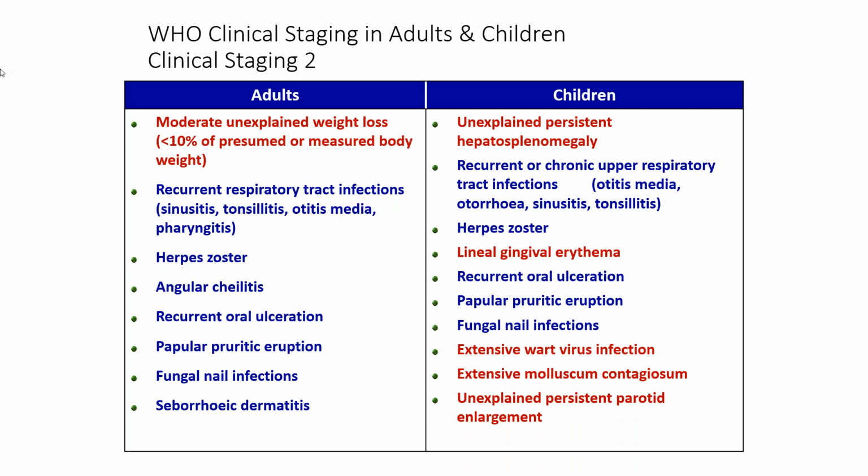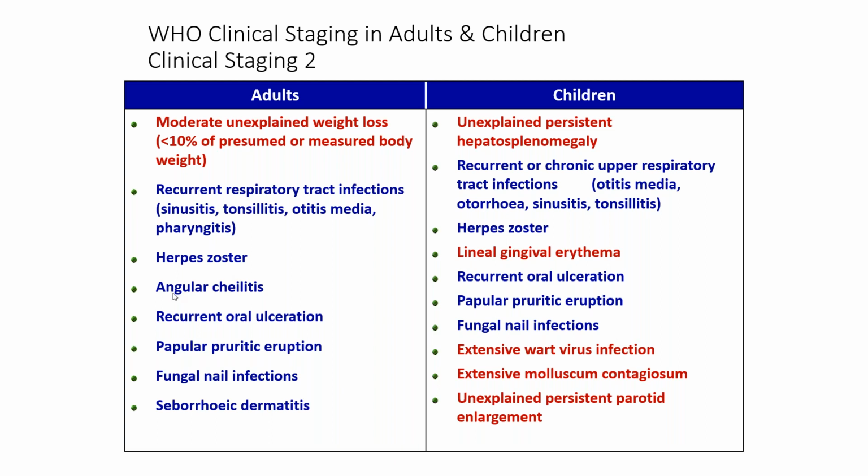WHO clinical stage 2: I have given both the adult staging as well as the children staging, but my focus here is going to be on staging for adults. Any adult with HIV infection who presents with moderate unexplained weight loss, less than 10% of measured body weight or prior body weight, or recurrent, any of these, not all of these, upper respiratory tract infections in the form of sinusitis, tonsillitis, otitis media, or pharyngitis. Remember, these are all upper respiratory infections.